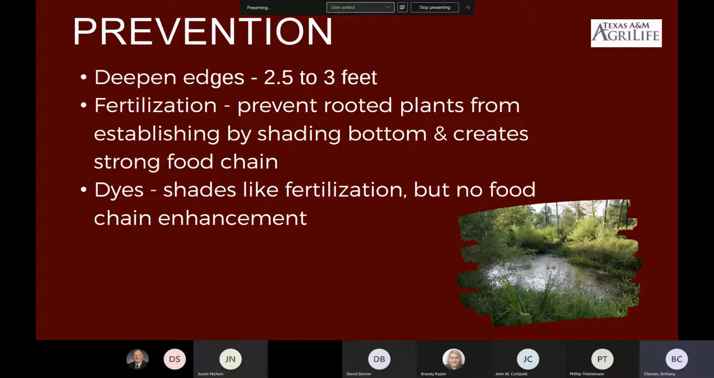Another plus of fertilization is it actually creates a strong food chain. Those planktonic algae, or phytoplankton, actually provide food for your zooplankton and your larval fishes. So if you have a fishery, this is definitely beneficial. This helps enhance recruitment, so the amount of fish that are being produced and going to a reproductive stage, having that constant supply of fish in your pond. It's really beneficial.